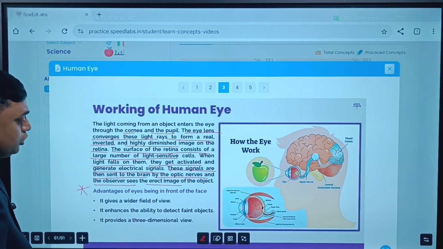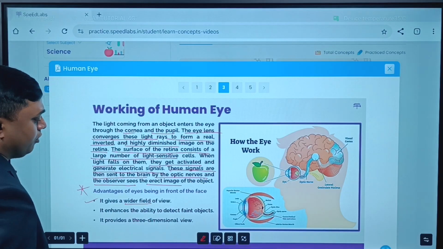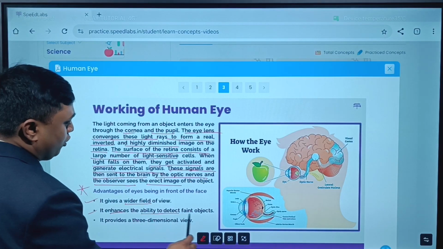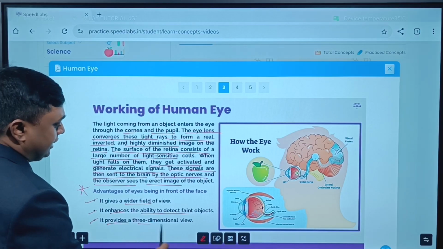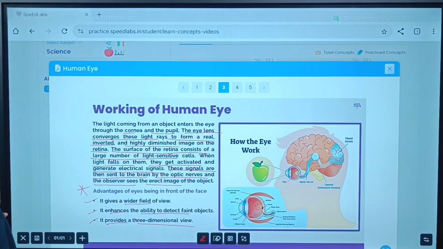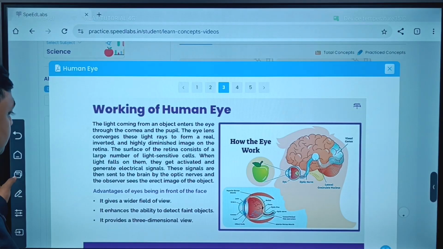What are the advantages of the eye? It gives a wider field of view. It enhances the ability to detect faint objects, and it provides a three-dimensional view also. So you can see here first how the image is formed. You can see through.